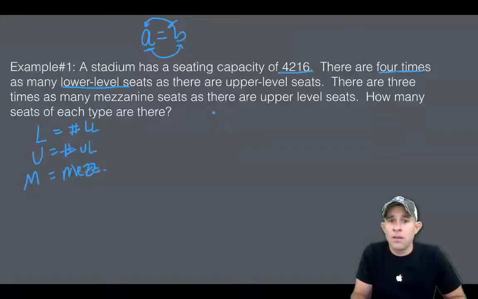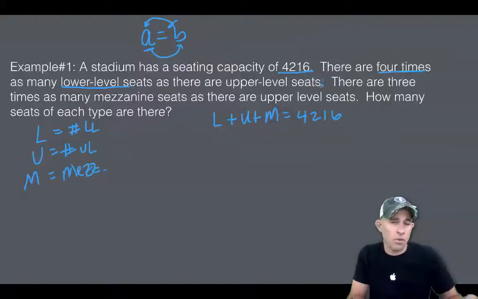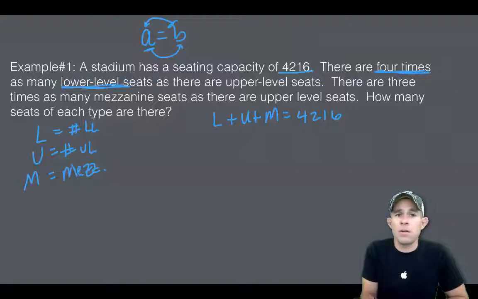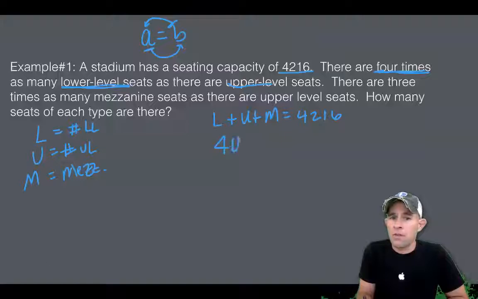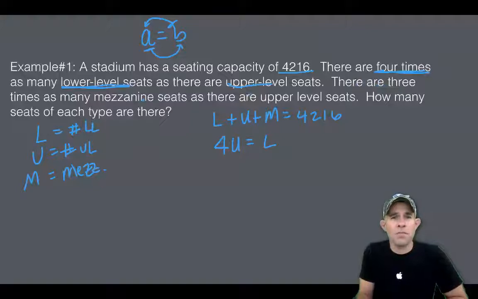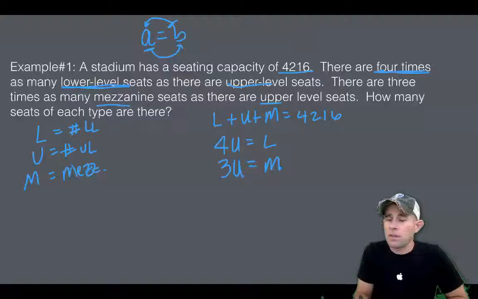All right, I know that together L plus U plus M has to equal the total number of seats in the stadium, which is 4,216. Now I'm also going to write an equation from the sentence that says there are 4 times as many lower level seats as there are upper level. So 4 times the upper level will equal the number of lower level. I also know that there are 3 times as many mezzanine seats as there are upper levels. So likewise, I can write the equation 3 times the number of upper level equals the mezzanine.